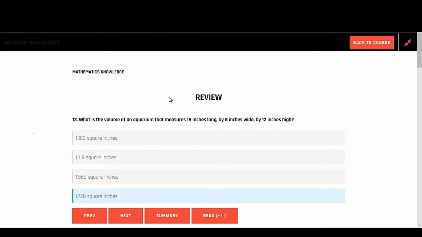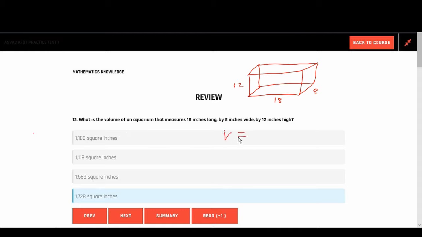Number 13 says, what is the volume of an aquarium that measures 18 inches long, 8 inches wide, and 12 inches high? So let's go ahead and sketch this. Again, we're dealing with a rectangular prism, which kind of looks like this. This is the fish tank. We know it's 18 inches long, 8 inches wide, which is this one right here, and 12 inches tall. So we need to find the volume of it.